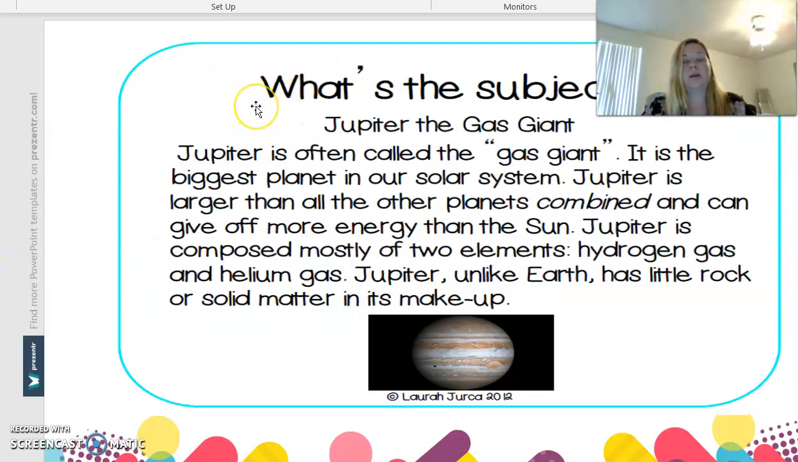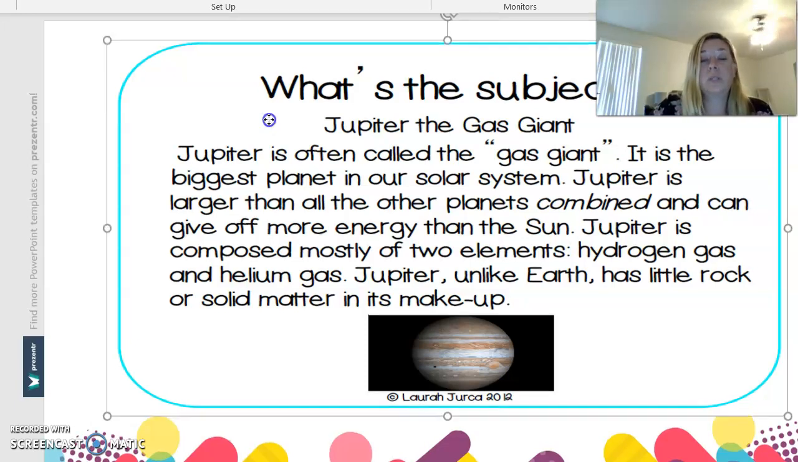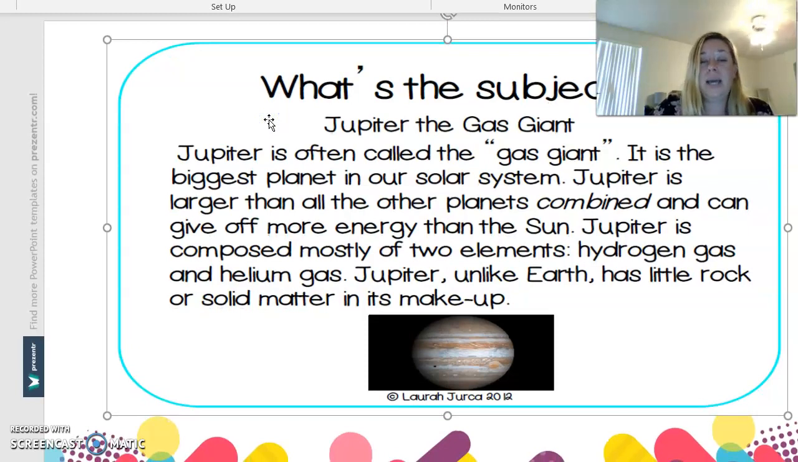So let's take a look at this example, and we're going to first figure out what that subject is. Jupiter, the gas giant. Jupiter is often called the gas giant. It is the biggest planet in our solar system. Jupiter is larger than all of the other planets combined and can give off more energy than the sun. Jupiter is composed mostly of two elements, hydrogen gas and helium gas. Jupiter, unlike Earth, has little rock or solid matter in its makeup.